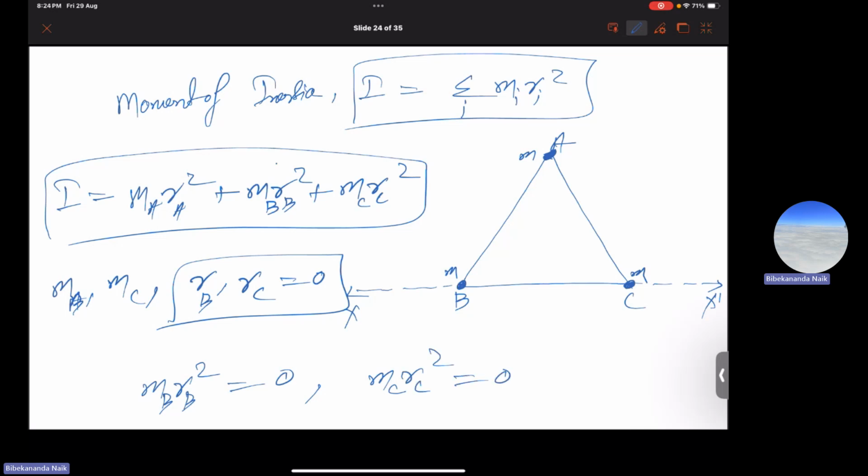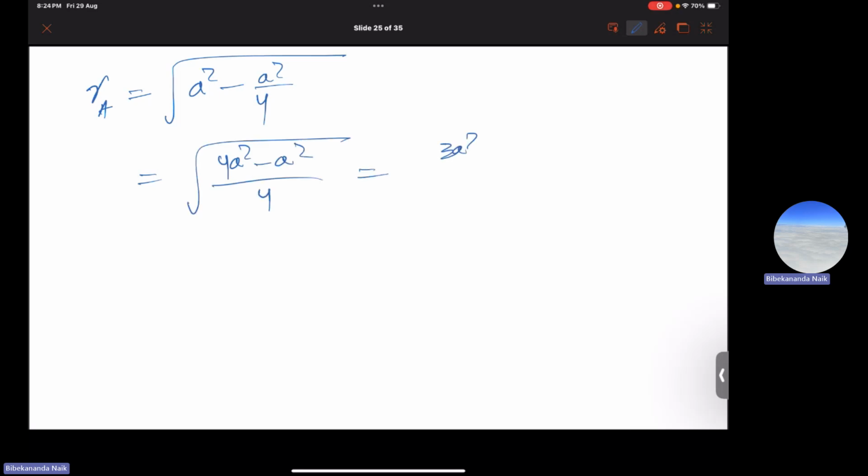Now the question comes, what will be the value of r_a? This is the distance r_a, where this is a, this is a, this is a, so this length is a by 2. So r_a will be the square root of a square minus a square by 4, so root over 4a square minus a square by 4, root over 3a square by 4, or root 3a by 2.